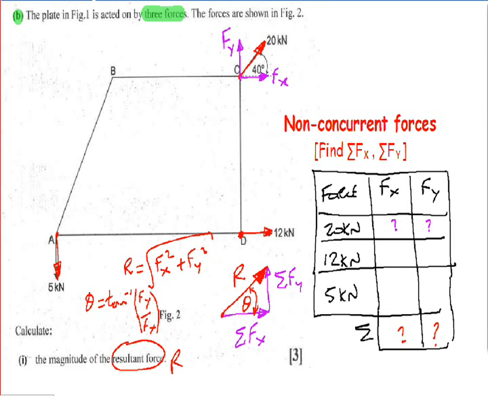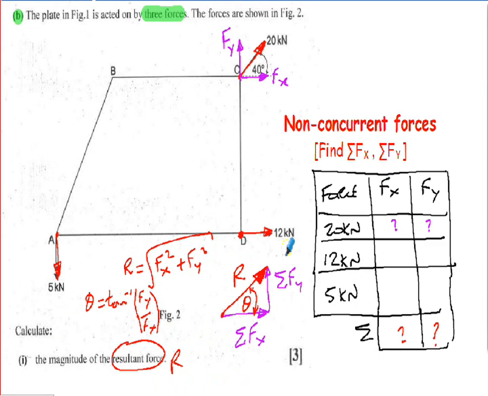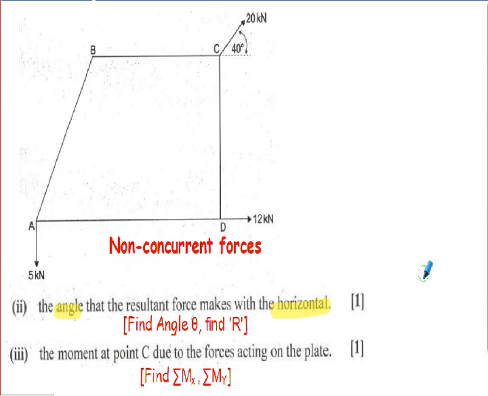The second part of this question was to find the angle. So in this question we're asked to find the angle it makes with the horizontal, using the tan function. So that's the theta value that we looked at here. In the first part you're finding the R value, that's the resultant force value. In the second part you're finding the theta value, the angle. And in the third part it wants us to find the moments about point C. So we've got to take moments about this point here.